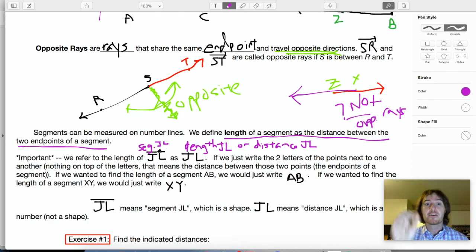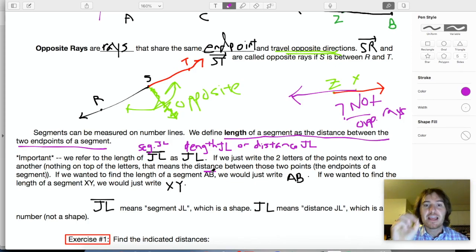So if we just write the two letters of points next to one another, that means the distance between those two points, the endpoints of the segment. And distance is a numerical value. I'll get to all that later. If we wanted to find the length of segment AB, I should have had this one up here, the length of segment AB, and I guess read out loud, this would have been segment AB anyways, even without that up there. Anyways, I digress.